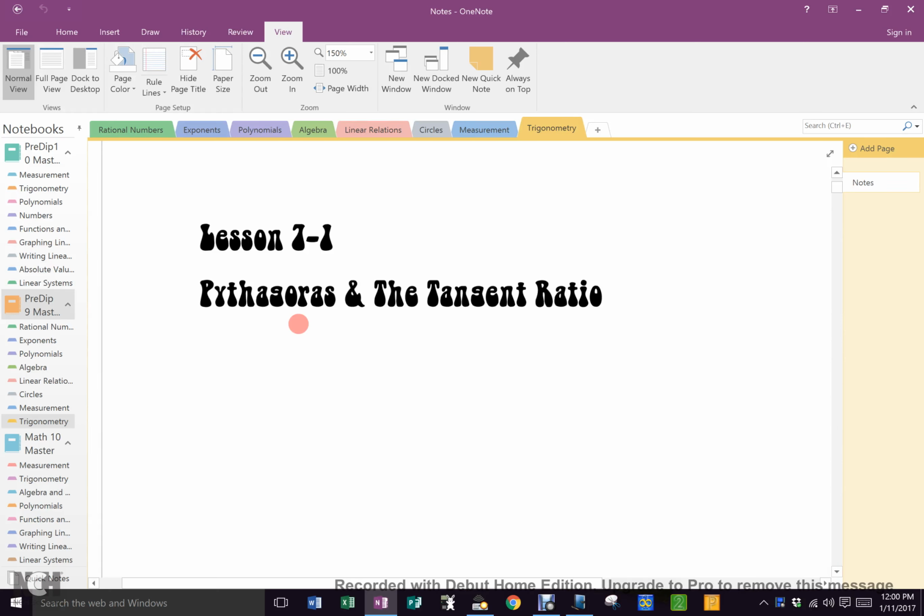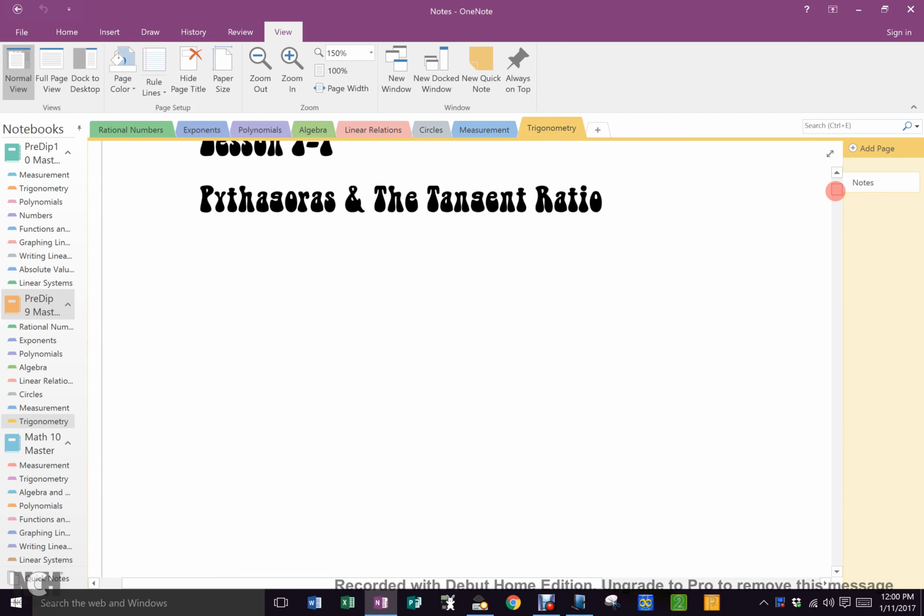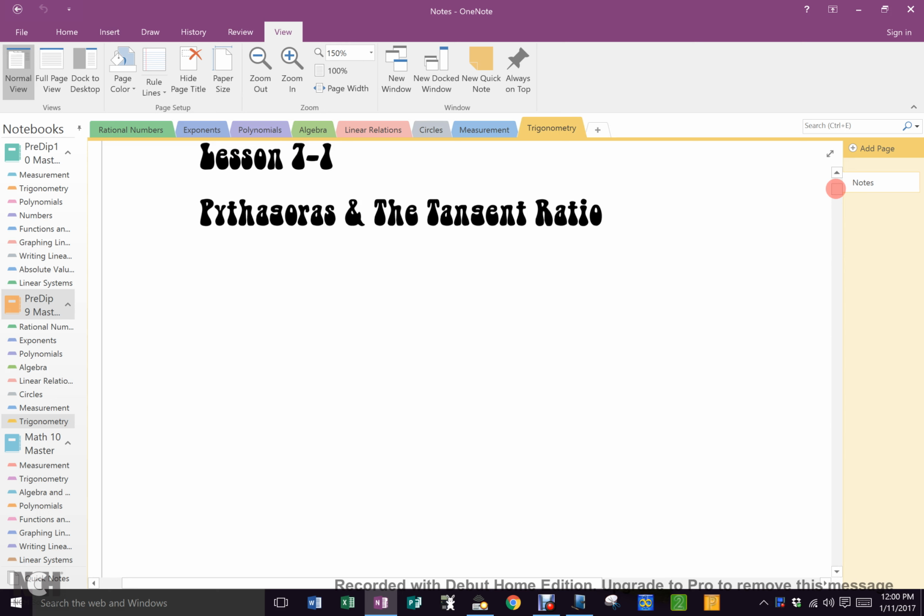Alrighty. So, before we do anything with trigonometry, which is the next step in triangle work, I quickly want to review two things about triangles in general. The first thing is Pythagoras, which you all already know. I just want to quickly remind you of how it works.